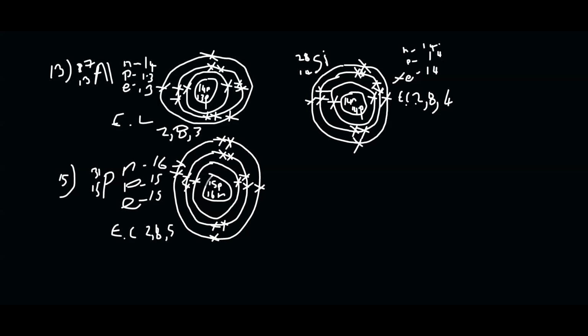Moving on to the next one, which would be sulfur, which would be 32 and 16. How much N, how much P, how much E? 16. All 16. All right, so we're drawing the structure now.